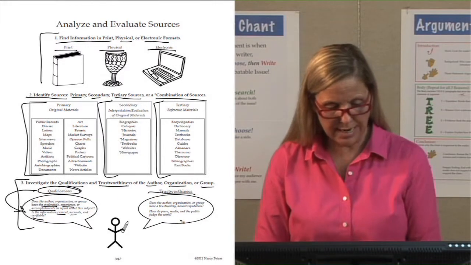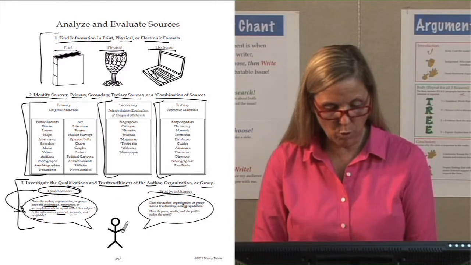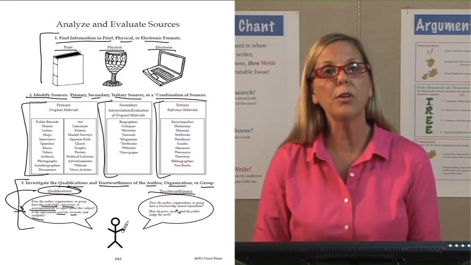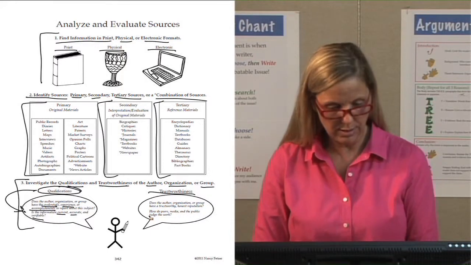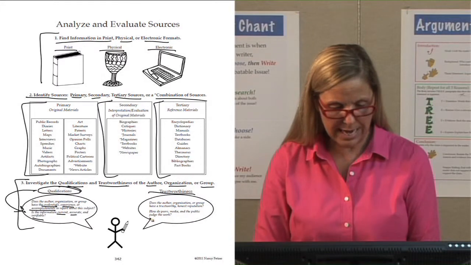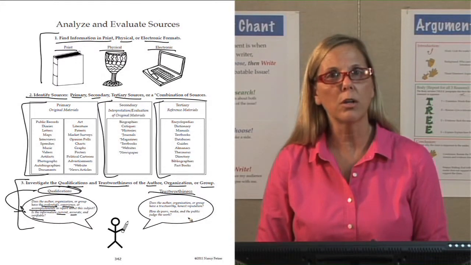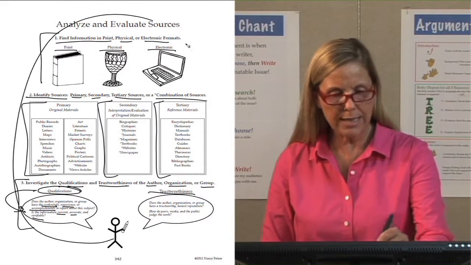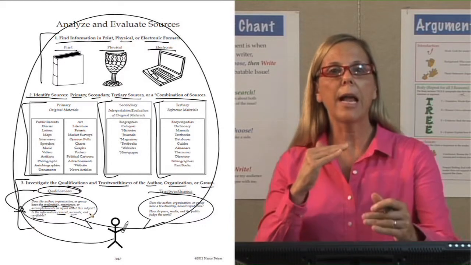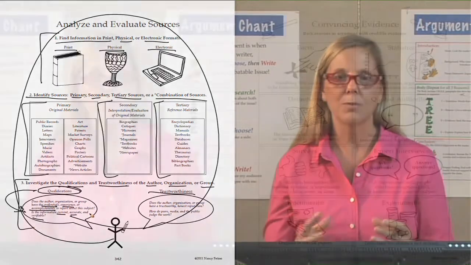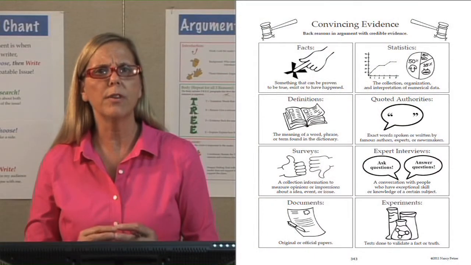For trustworthiness, I'm going to ask, does the author, organization, or group have a trustworthy, honest reputation? How do peers, the media, and the public judge their work? So this is the process that you go through to help analyze and evaluate a source. Well, let's look at the next page for convincing evidence.